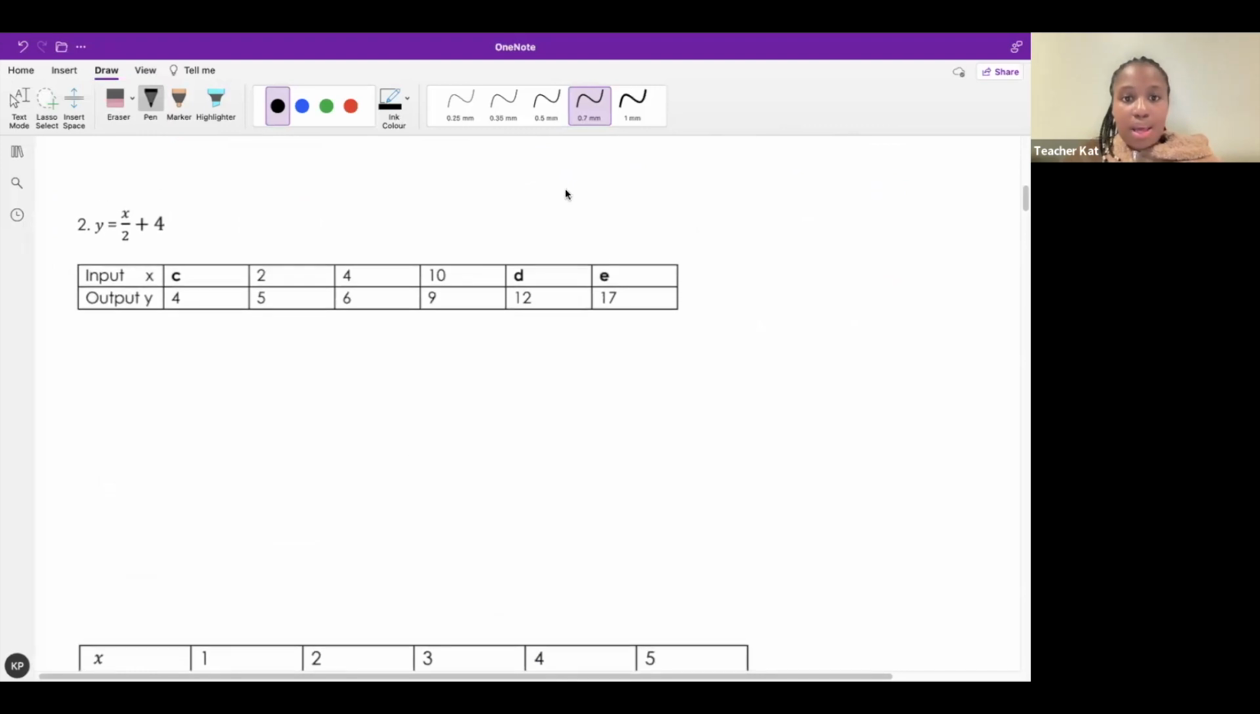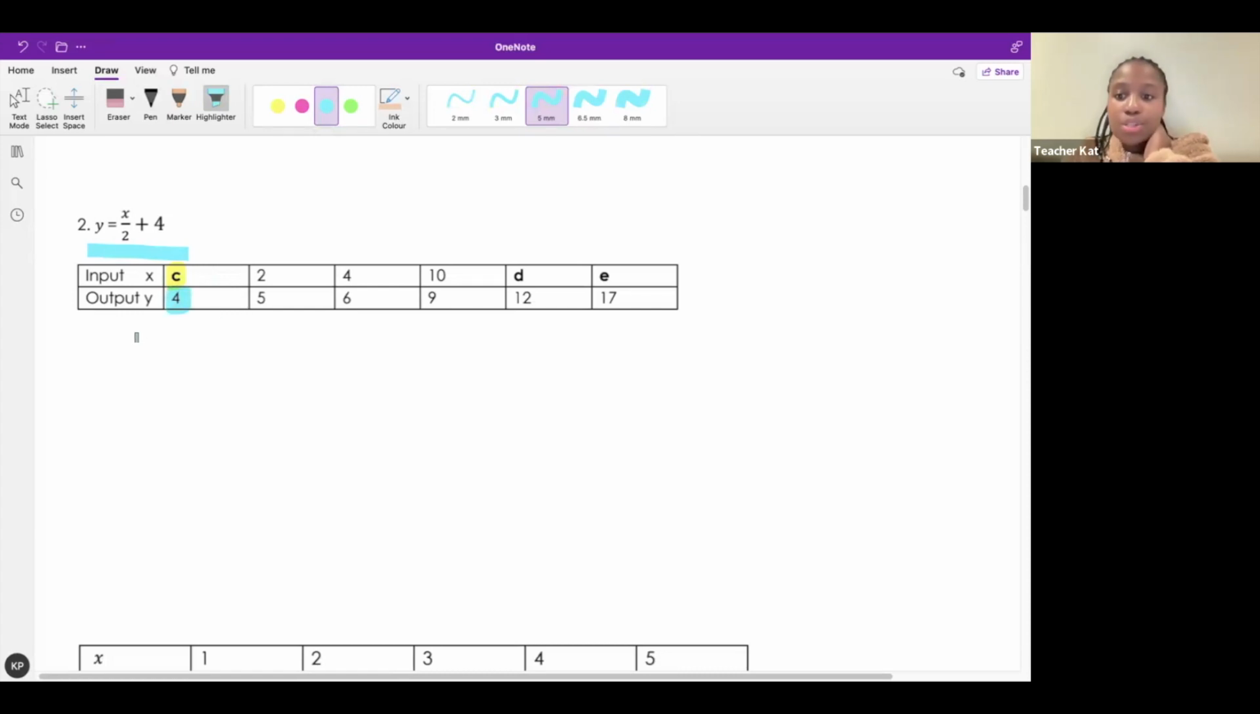For the next one, they have given us the formula already. So my formula for this one is y equals x divided by 2 plus 4. Let us start with A, which is all the way, oh, there is no A. Let's start with C, which is all the way over here. Is C my input or my output? No, not C, 4. So they gave us a 4 here at the bottom.